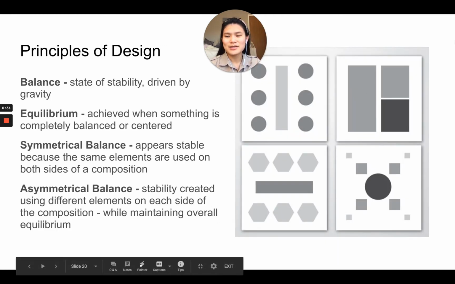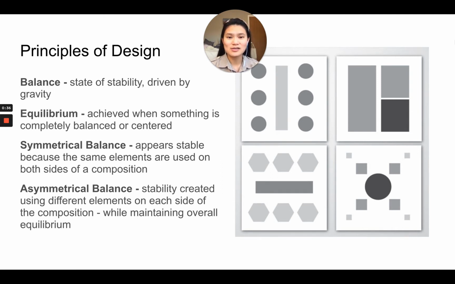So first we have balance, which is the state of stability driven by gravity. You can think about that as your own balance. If you're trying to stand on one foot, it's pretty hard to balance and you're not actually balanced, are you? You might have good balance, but you would be unbalanced. I've said balance too many times.